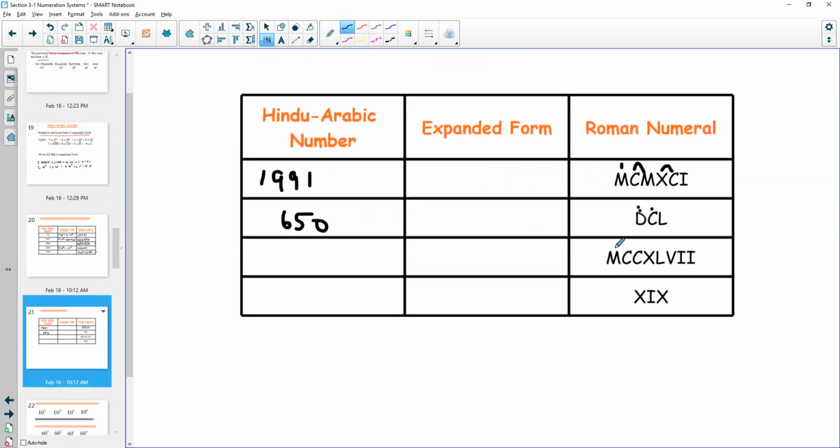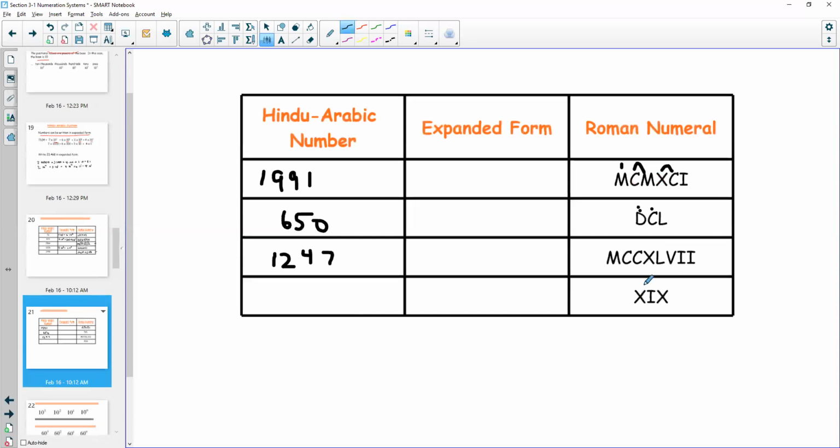Let's see what this one is worth. This is M, there's nothing to its left, so it's just 1,000. CC, there's nothing smaller, it's just a pile of them, so that's 200. Let's see, this is XL, that's 10 less than 50, so that's 40. And then VII, 567, 1,247.